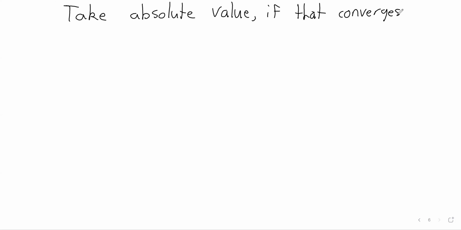we could take the absolute value, and if that converges, the original series also converges. That's a fact we know. We called it absolute convergence.